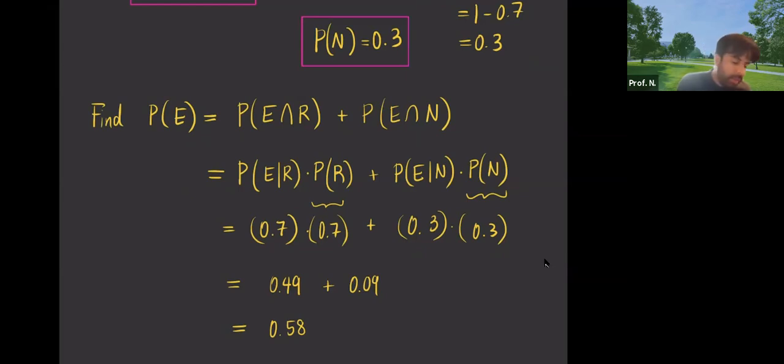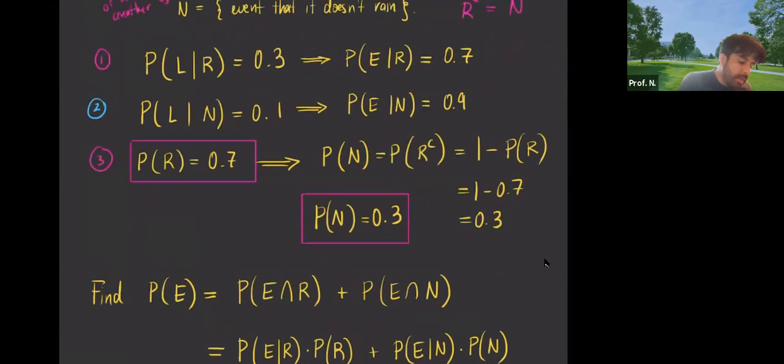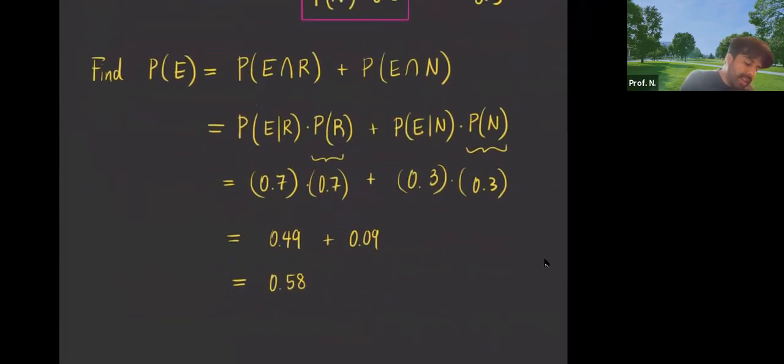0.9 times 0.3, where is that? Oh, pardon me, you're right. I don't know why I wrote that. You're right, it's 0.9, sorry about that. So then 0.9 times 0.3 is what? 0.27. And then when you add this up, what do you get? That was my mistake, 0.76, right?